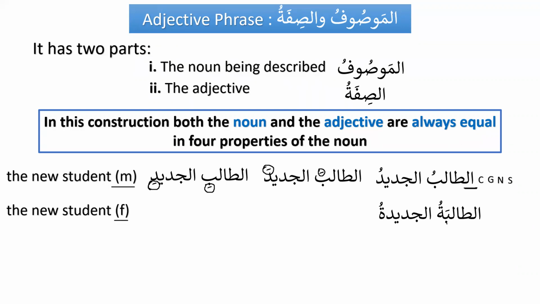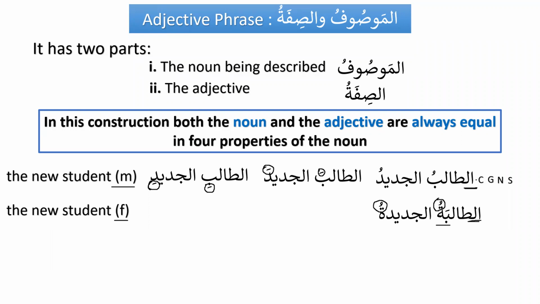Is it equal in four properties of the noun: capacity, gender, number, and status? Is this definite or indefinite? We can see that this is definite. Is this masculine or feminine? Ta marbuta, that means it is feminine. Is it singular or dual or plural? At-talibatu, one student. So it is singular. And the status, what is the status? It is marfu. So both of them are marfu.